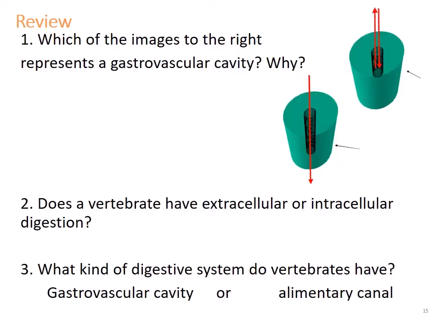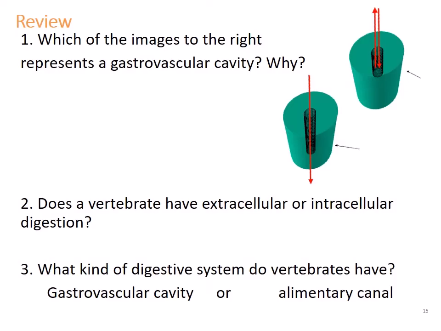So let's review on the first set of images, which one represents a gastrovascular cavity and why. I know these are not the highest quality images, but it's actually going to be the one on the top right. That one doesn't have an opening that goes the whole way through. The food goes in and out the same opening. So that's the gastrovascular cavity.